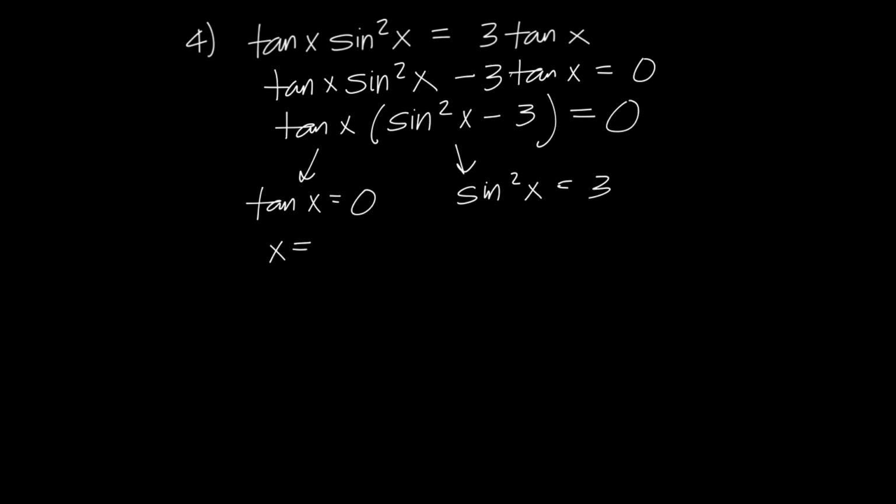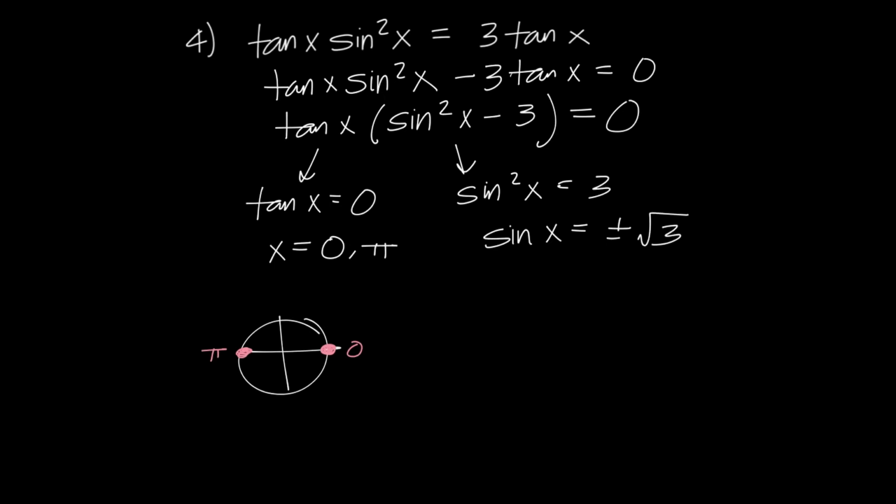So now we have x equals, and you ask yourself, where on the unit circle is tangent 0? Well, here at 0 radians and here at pi radians. So our solution here is 0 and pi. Now on this side, you are going to square root both sides. So here you have plus or minus root 3. And so we ask ourselves, where on the unit circle is sine positive root 3 or negative root 3?